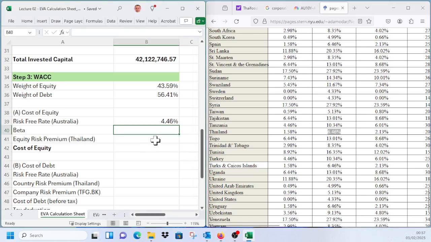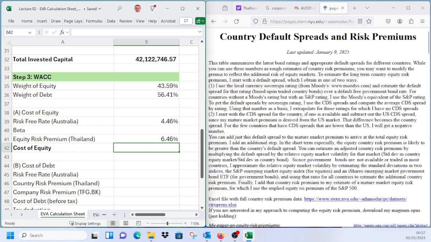Let me put this in first here. 6.46%. And just to check when this data was done. So it's very recent, January 9, 2025. So just roughly 3 or so weeks ago.